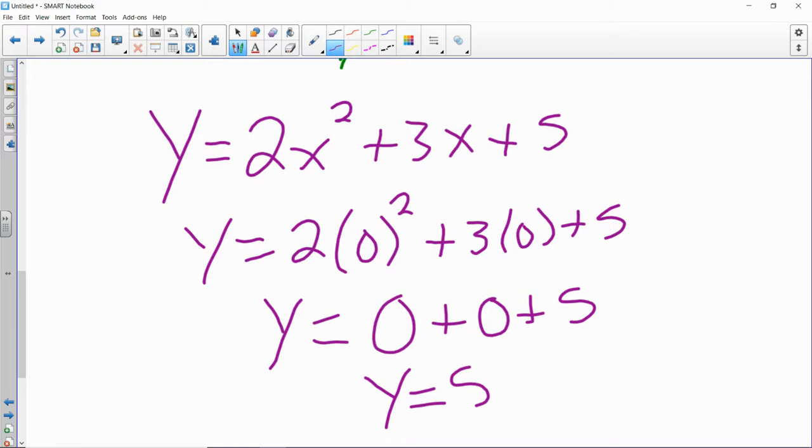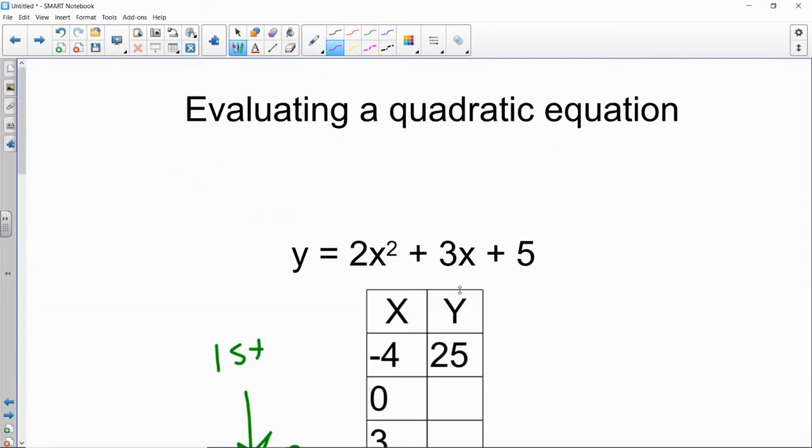So whenever we have 0, y is going to equal our c value, or this last number in the equation of standard form. Whatever the value is for c, when x equals 0, y is going to be equivalent to that. And that is your y-intercept.